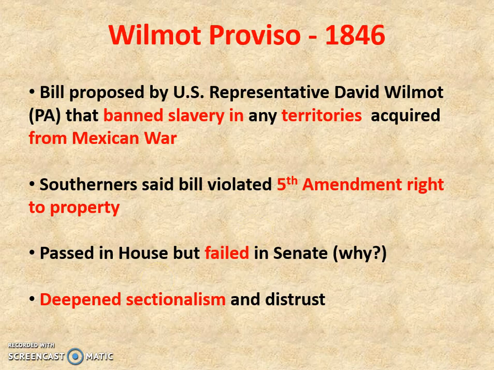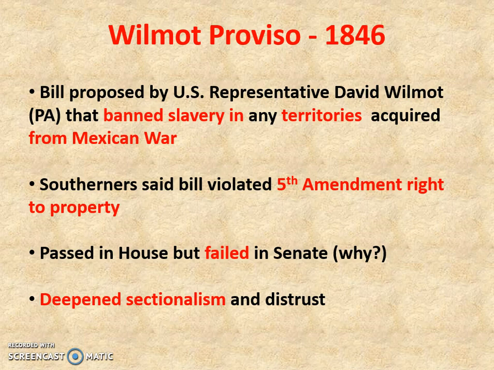In Unit 7, we learned about the issues that caused the U.S.-Mexican War, one of which was the country's belief in manifest destiny to expand west to the Pacific Ocean. Well, prior to the war, in 1846, a congressman, David Wilmot from Pennsylvania, proposed the Wilmot Proviso, which would have banned slavery in any territories acquired from the Mexican War. So they're already thinking ahead to adding new territories. However, Southerners said that this bill violated the Fifth Amendment right to property, saying, how can you take away somebody's property under the Fifth Amendment and ban slavery?